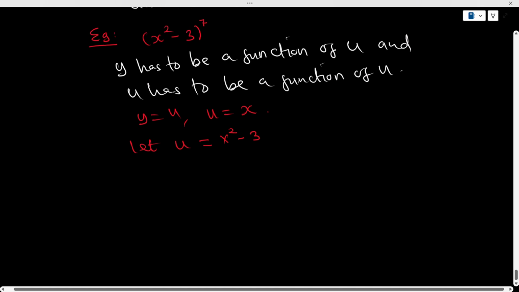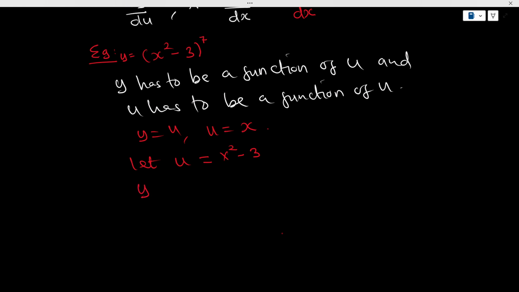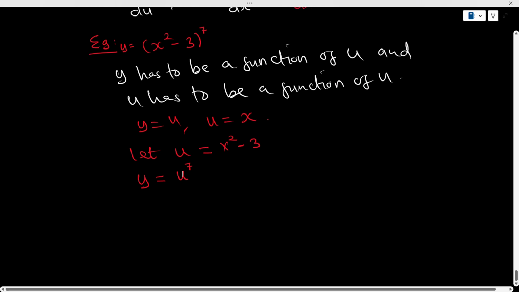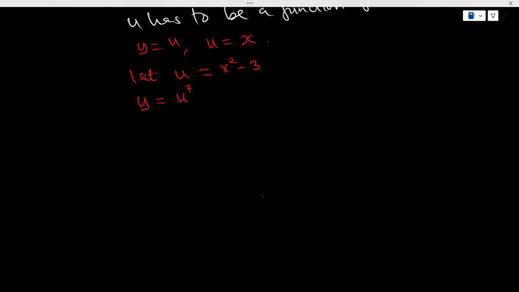Now we can plug in here, because this function is y equals this. Now we can replace x squared minus 3 with u, and this function is going to be y equals u to the power 7. Okay, let me write this. Now we have two functions. The first function is u equals x squared minus 3, and the second function is y equals u raised to the 7th power.